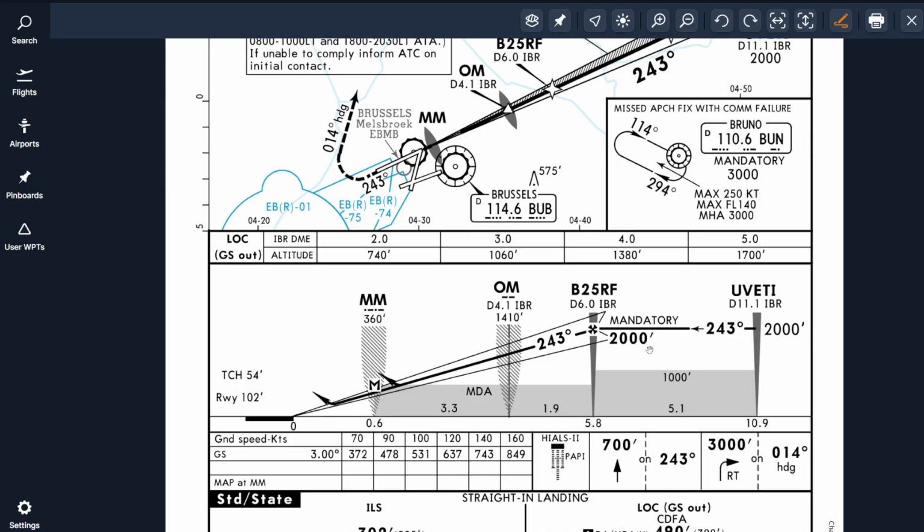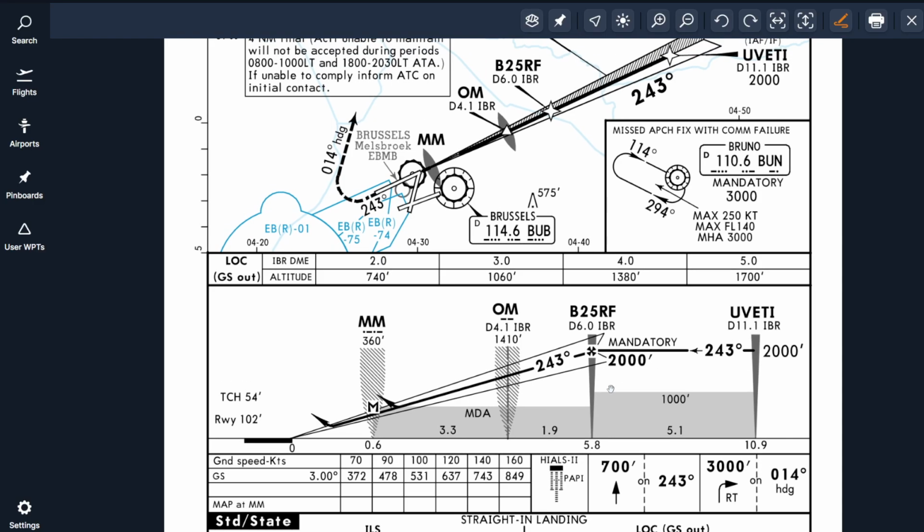At B25RF, we see the Maltese cross announcing the final approach fix, or FAF. Here we need to be at 2000 feet maximum to capture the glide slope and begin descending along the standard 3-degree glide path. The chart also shows several altitude checkpoints.